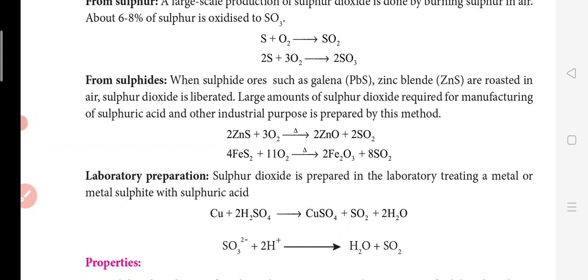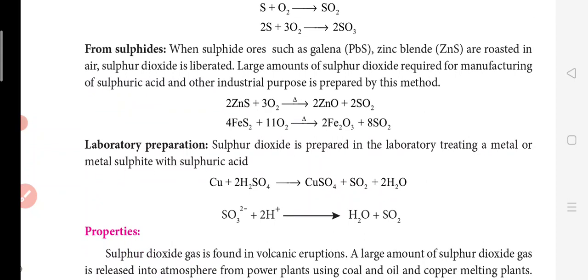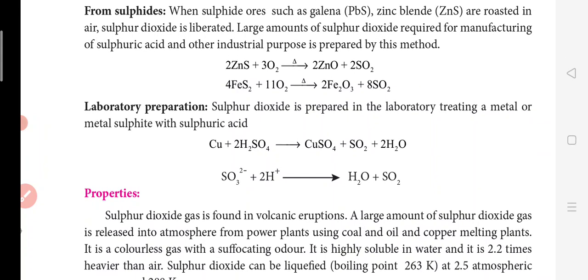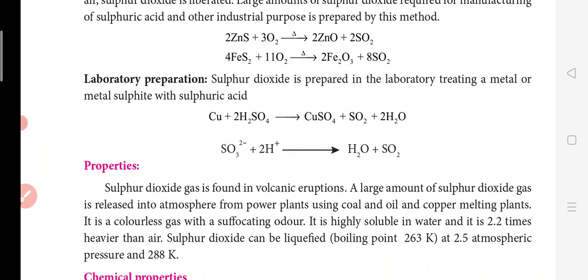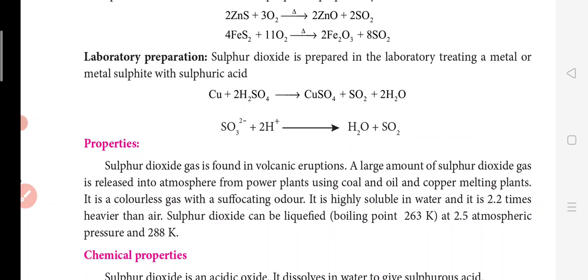Large amount of sulfur dioxide required for manufacturing of sulfuric acid and industrial purposes is prepared in this method. Zinc sulfide reacts with oxygen to give zinc oxide and sulfur dioxide, and iron sulfide reacts with oxygen to give iron oxide and sulfur dioxide. In laboratories, it is generally prepared by reacting copper with sulfuric acid to give sulfur dioxide, and sulfate ion reacts with a proton to give water and sulfur dioxide.